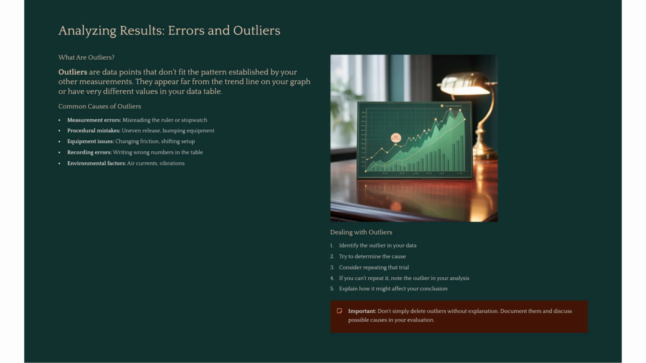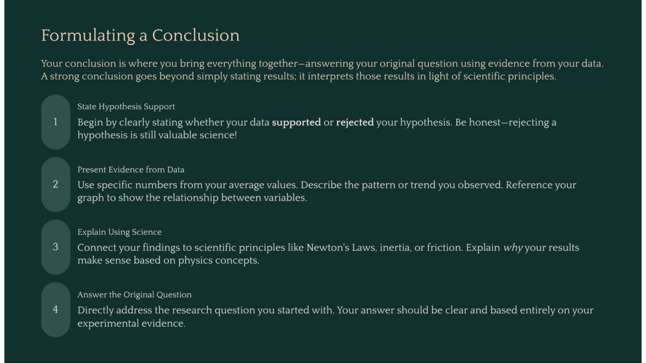When analyzing, also look for outliers, data points that seem way off from the main trend. These often indicate an error. Perhaps you misread the ruler, or the car ran over a pebble on one trial. If an outlier severely messes up your average, you should investigate what went wrong and maybe repeat that trial if time allows. The final step is the conclusion, where you tie everything together.